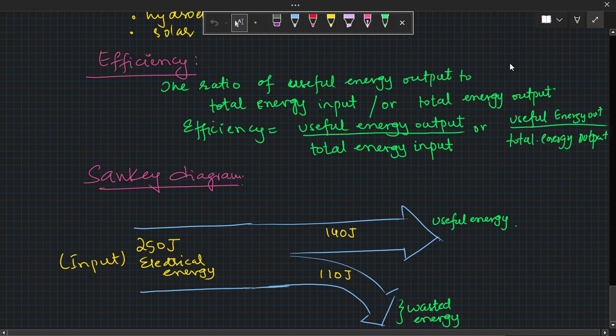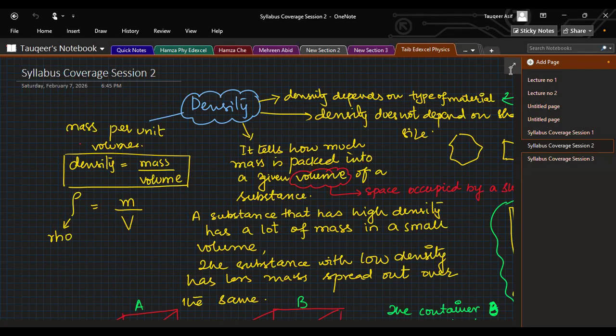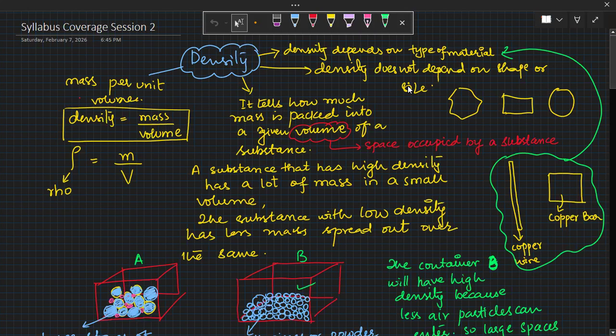And now we're going to talk about session two, what we did. We started off with the concept of density. Density refers to how much mass is concentrated or packed into a given volume of a substance or a body. So density depends on the type of the material. If there are different objects but all of the same material, the density of each is the same.